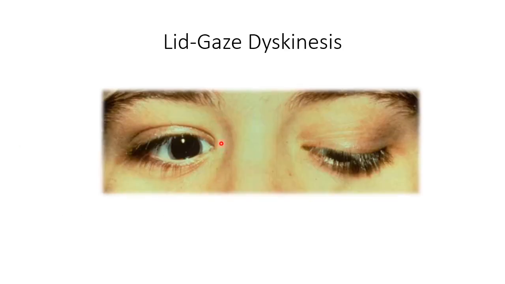Here's an example of a patient with eyelid retraction on down gaze. This pupil has actually been pharmacologically dilated.